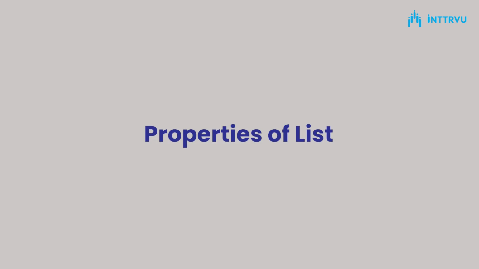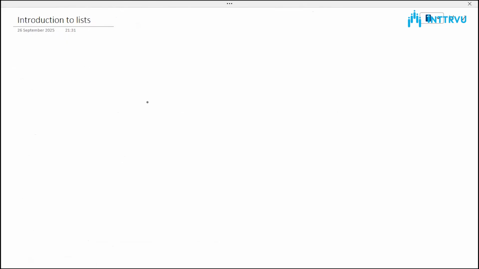So let's have an introduction to what a list is. I think a better way to start would be to discuss the properties of lists, because we know what a data structure is. Let us discuss the specific properties of a list. What makes it unique? What makes it different from other data structures?